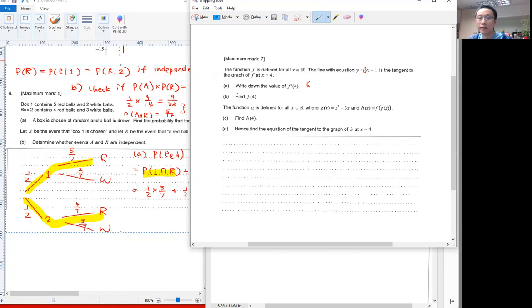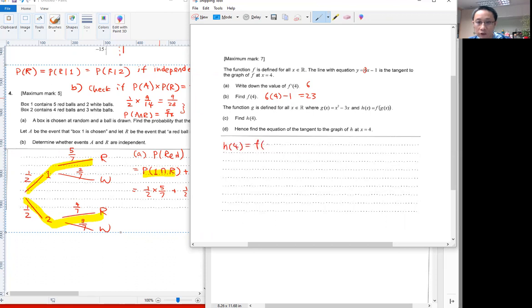For part B, you have to find f of 4. To find f of 4, you have to recognize that the tangent line makes contact with the original graph. So x equals 4 put into the tangent line should give you the same y value as f of 4. So 23. The function g is defined such that g is a quadratic and h is a composite.